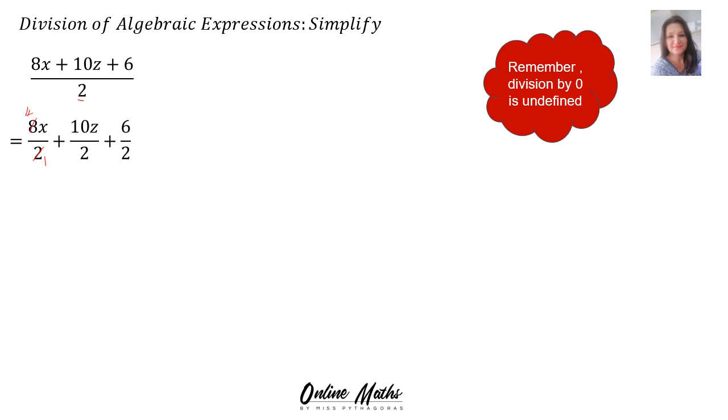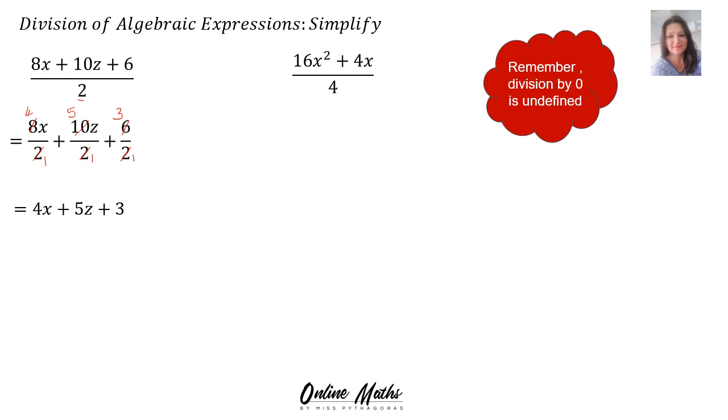And then you will go to the next term. 2 goes in itself once, 2 goes into 10 5 times. And 2 goes in itself once, and 2 goes into 6 3 times. And then whatever is left, that is your answer. And we are left with 4x plus 5z plus 3. Let's do another one. 16x squared plus 4x over 4.